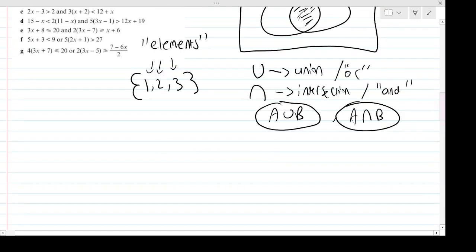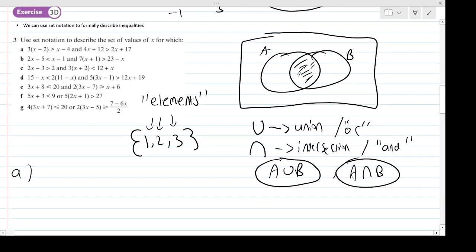Okay, I'm going to leave that there now. I'm going to do my answer here then. Part A is asking us to use set notation to describe this set of values of x. Firstly, 3(x - 2) is greater than x - 4. Notice that it's two inequalities. So again, like the last example, we solve them one by one and then go from there.